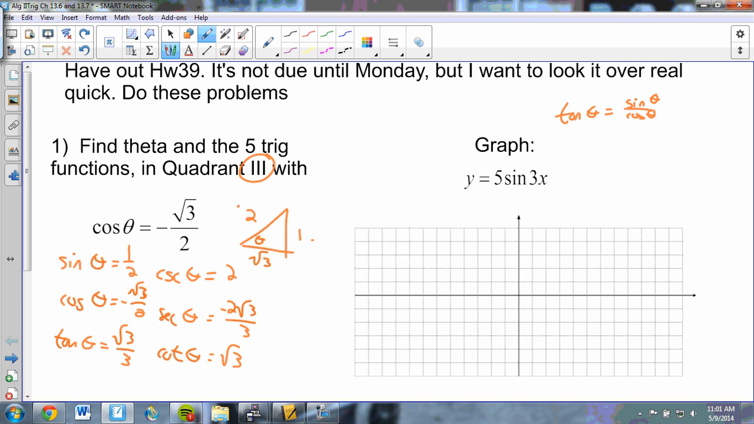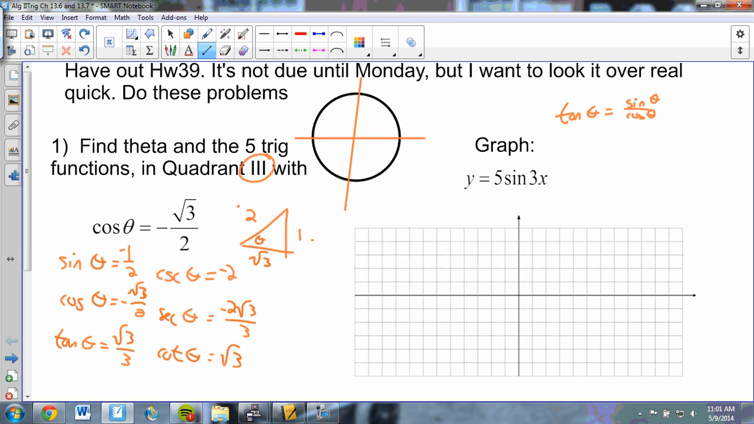Now, all of these sine and cosine values are actually going to be negative. Why are they all going to be negative? Because we're in the third quadrant, and in the third quadrant both x and y are negative. So the cosines and the sines are negative.